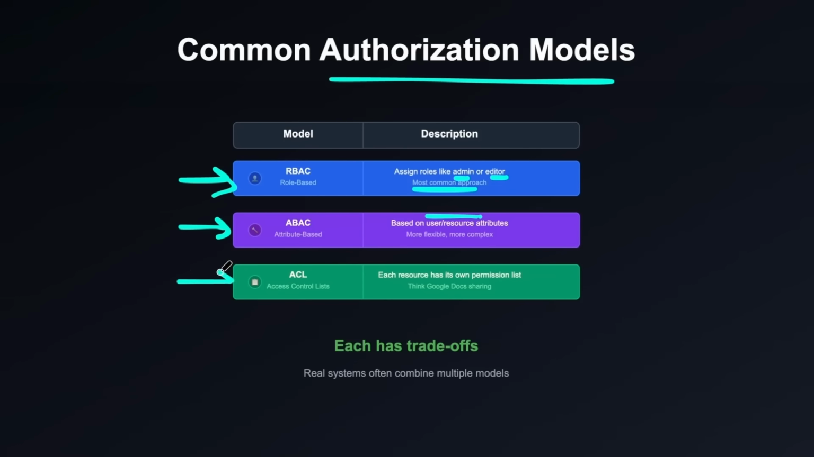And the other common approach is to have access control lists, ACL, and each resource here has its own permissions list. So you can assign permission lists to a resource, and this is what will determine what resources you can access. For example, this is a common way of managing Google Docs, and we will look at this in more detail now. Each of these models has its trade-offs, pros and cons. This depends on the specific system requirements, but real systems often combine multiple models together to have a more complex and more secure setup.